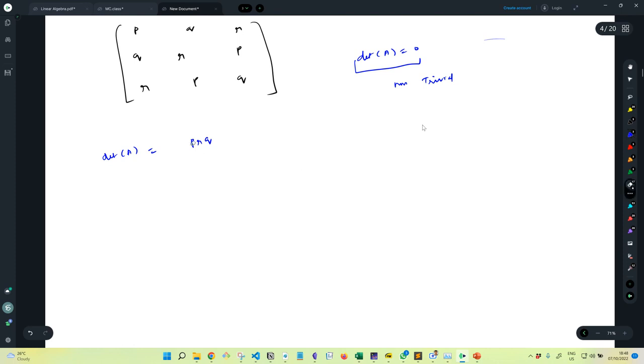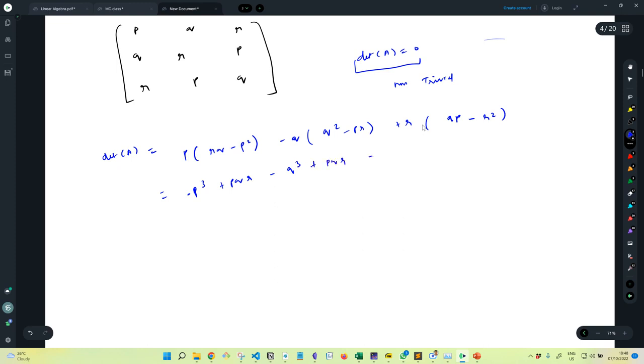Now determinant of A will be equal to, let me correct notation, P into (RQ minus P square) minus Q into (Q square minus PR) plus R into (QP minus R square). Now if I expand, I'll get minus PQ plus PQR minus QQ plus PQR minus, sorry, plus PQR minus RQ. Just 1 minute.